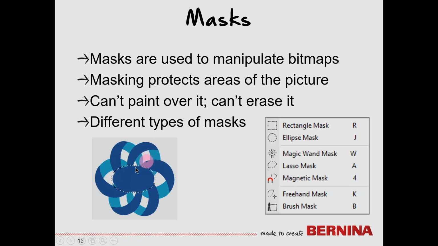And when I was painting over this, the mask constrained my paint to be within the mask. There is also something called Invert Mask, and I could use the Invert Mask to paint the outside areas. So a mask is going to protect certain areas of the image, and you'll learn more about that when we actually work in the software.